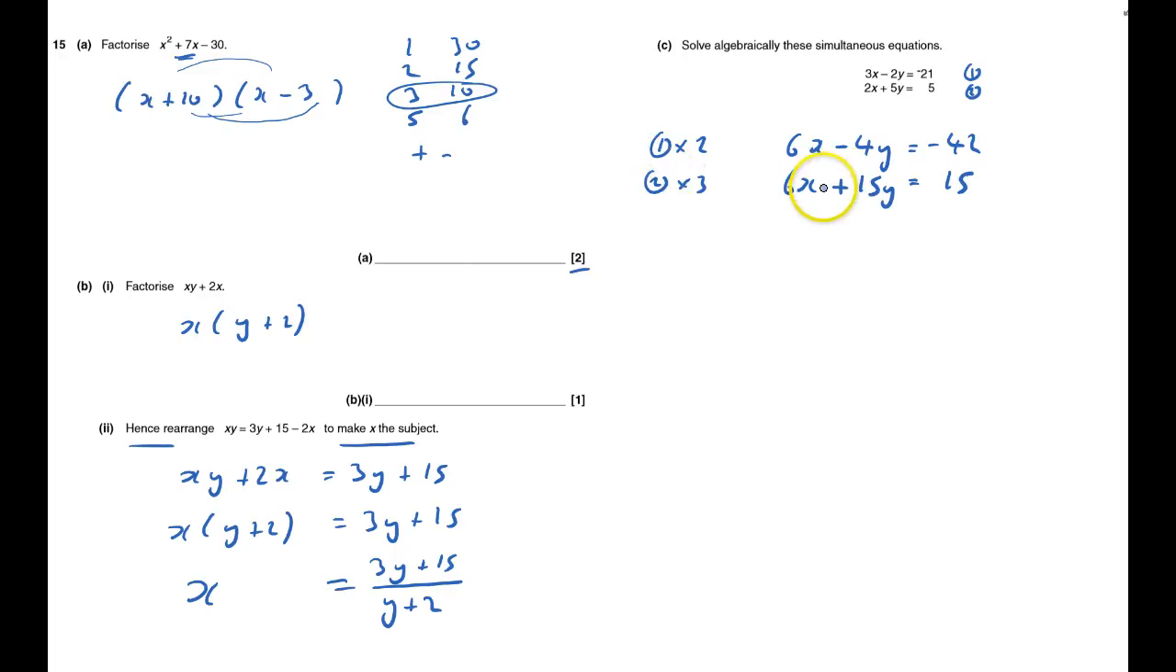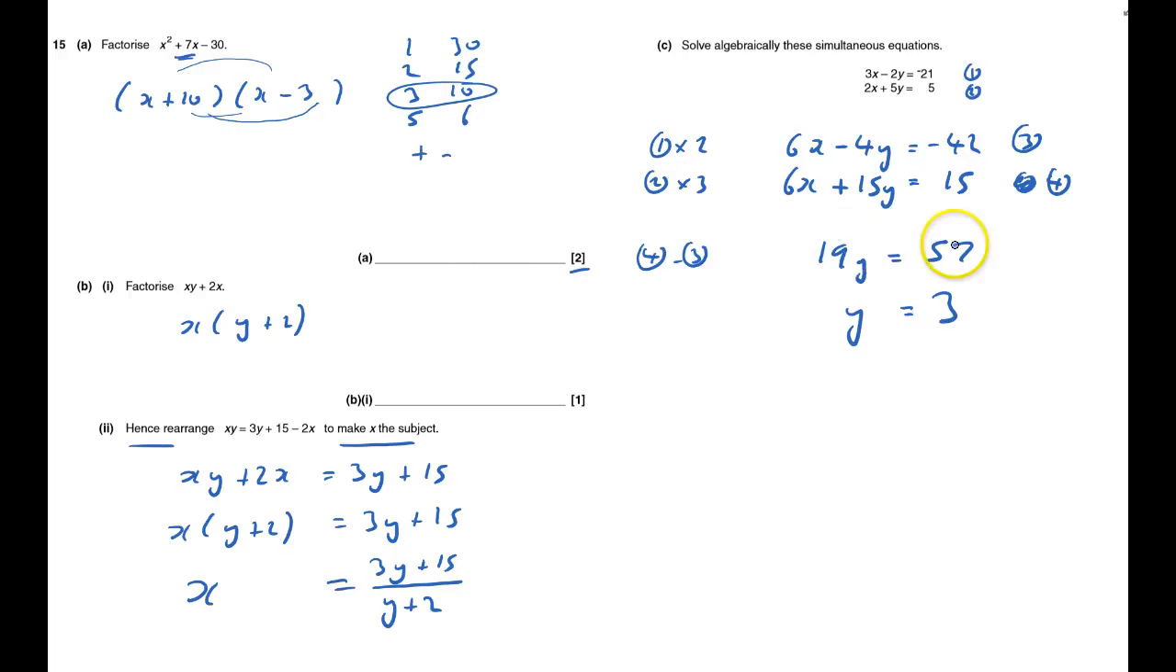And now I've got 6x's the same, so I can see what's the difference between these. If I call that equation 3, and this one equation 4, if I do equation 4 take away equation 3, so the bottom one take away the top one, I'll get 6x's take away 6x's, nothing. 15y's minus 4y's, that'll be 19y's, equals 15 minus negative 42, which is the same as 15 plus 42, which is 57. And so y equals, divide both sides by 19, 3.